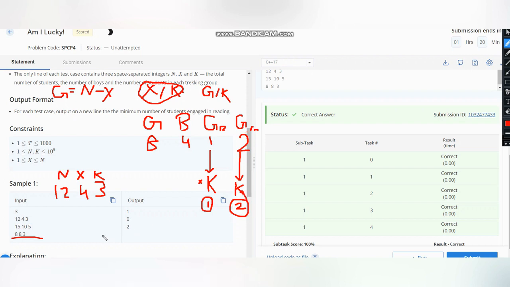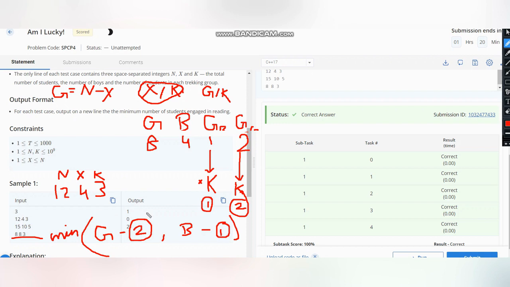So we will do G minus 2 and B minus 1. So these are the number of boys and girls left, and we will take the minimum of these, which will give us the maximum number of pairs which girls and boys can make. Because if one girl is left and two boys are left, only one girl and one boy can pair up, hence we are taking the minimum.